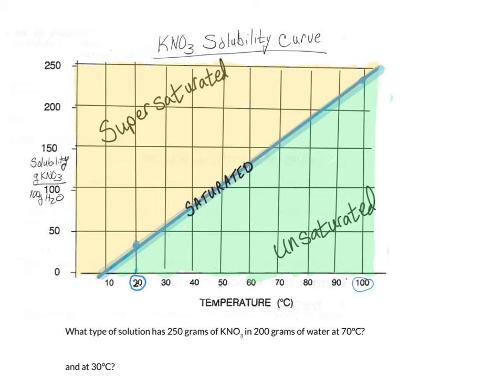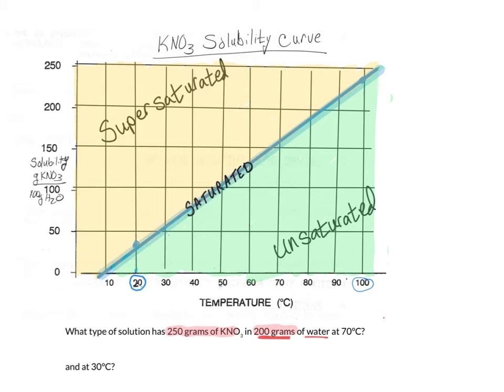In this case, we're going to look at what type of solution we have if we have 250 grams of KNO3 in 200 grams of water, and that's where our big difference is going to be. We're not using 100 grams this time, we're using 200 grams. You probably could guess what the answer is, but we're going to go ahead and show you how to do the math so that it can work out well. And then I'm going to have you try it for the 30 degrees Celsius one.